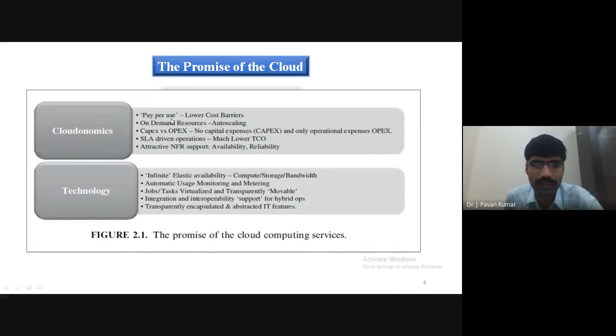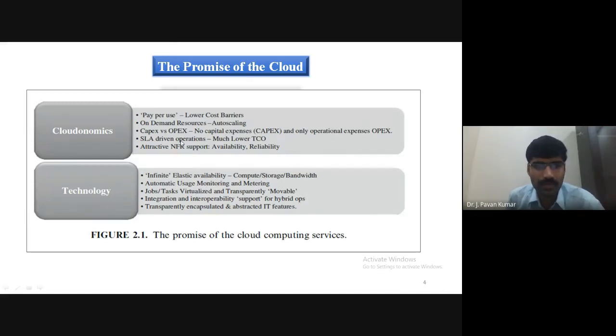So here you see pay-per-use, lower cost barriers. Pay-per-use, very low cost we should provide. Next, on-demand resources, auto scaling. Suppose you deploy your application in the cloud and you want a database of another kind, then it should be able to provide such on-demand resources. Suppose you have set up for 100 users, but you want to scale it up to 200 users, then it should allow such things.